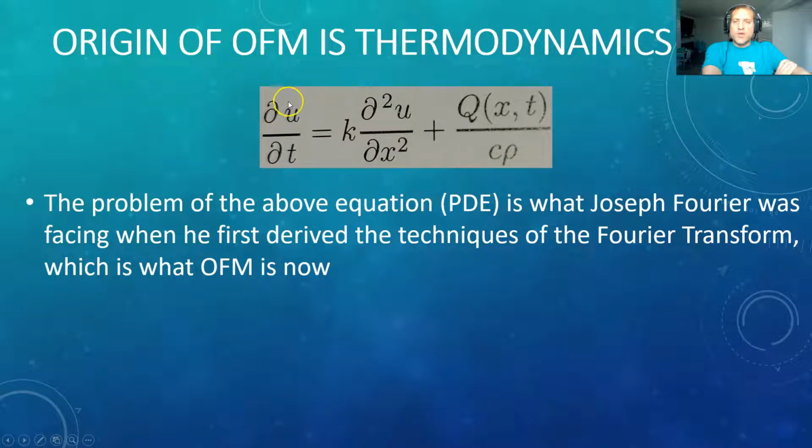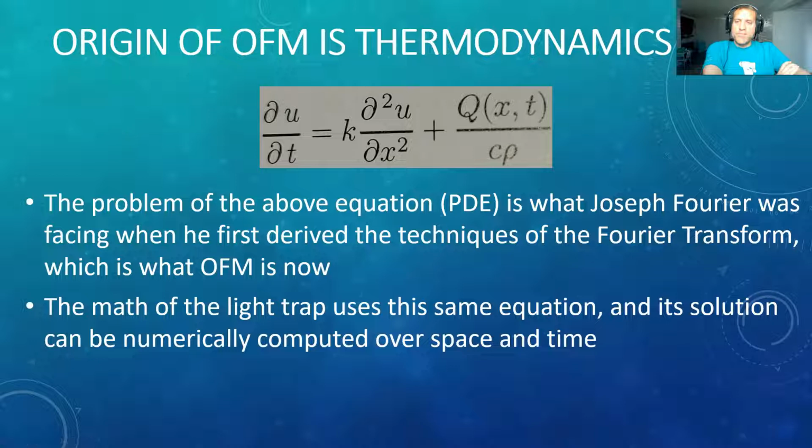So basically this equation says that the rate of change of temperature with respect to time is equal to a constant times the rate of acceleration of temperature with respect to space plus, many of you might recognize this, who've been following me for some time, Q, which is heat. Heat as a function of space and time, and then that's just over a couple of constants, thermal capacity and density of the material. Okay, so this is the equation that Joseph Fourier was facing when he first developed the techniques of the Fourier transform.